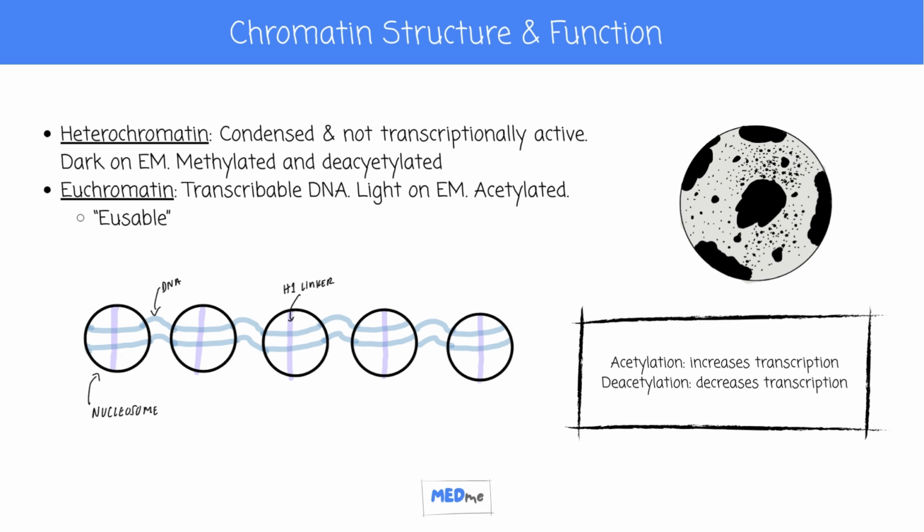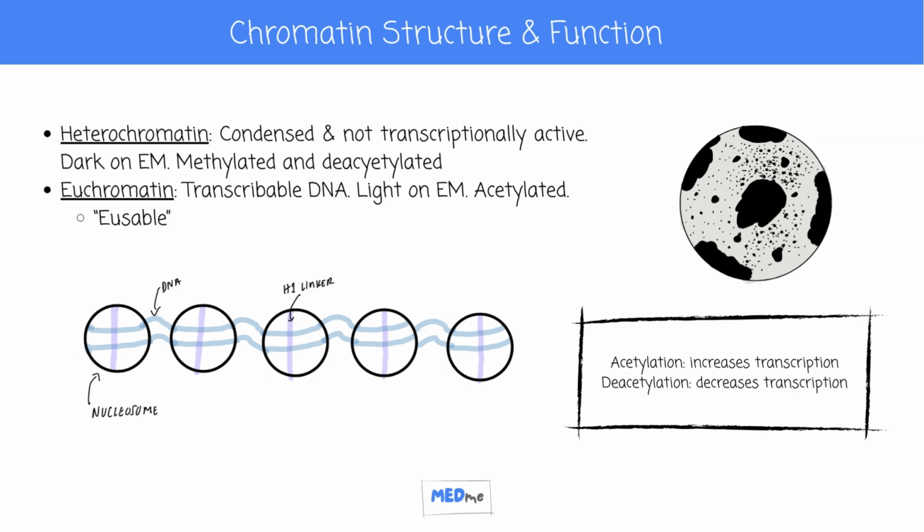Now, when histones are acetylated, as we just talked about, this increases transcription. And this is referring to euchromatin. This is transcribable DNA. And if we look at this histology picture I tried to make myself, it appears lighter on electron microscopy. And a trick that I use to help remember euchromatin versus heterochromatin is that euchromatin is usable, meaning it's transcribable, it can be involved in gene expression.